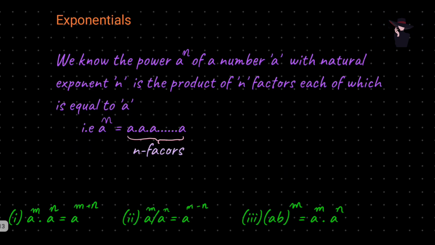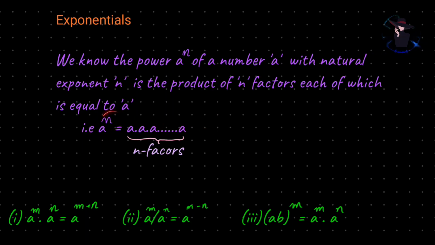Moving on to the next topic, that is exponentials. So what are exponentials? We know the power a^n of a number a with natural exponent n is the product of n factors, each of which is equal to a. What does it say? a^n is the product of n factors. Number of factors, how many? The value of the power. n means infinite here: a into a into a and so on.